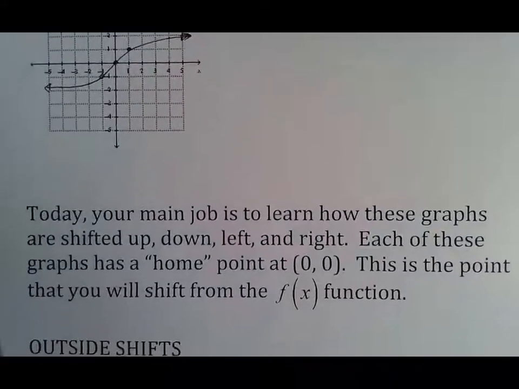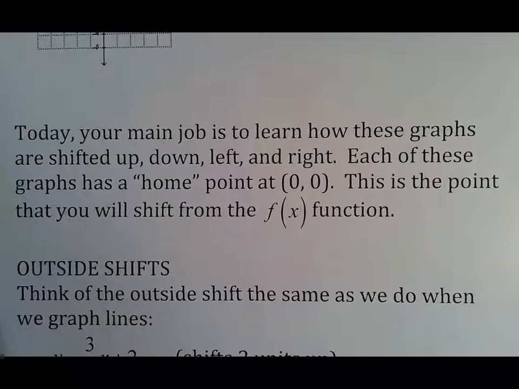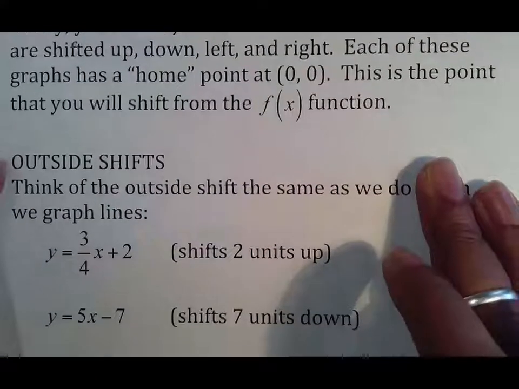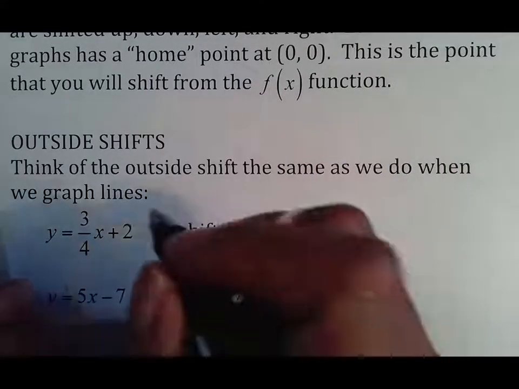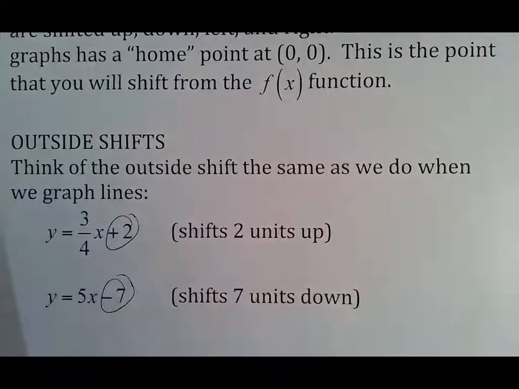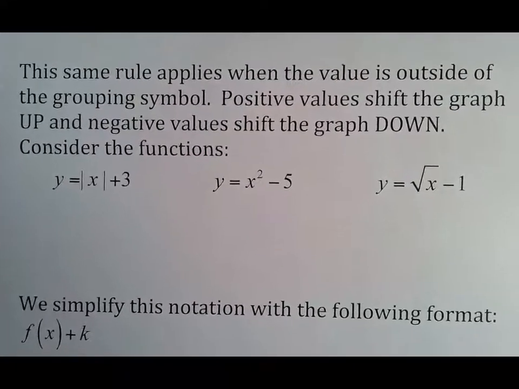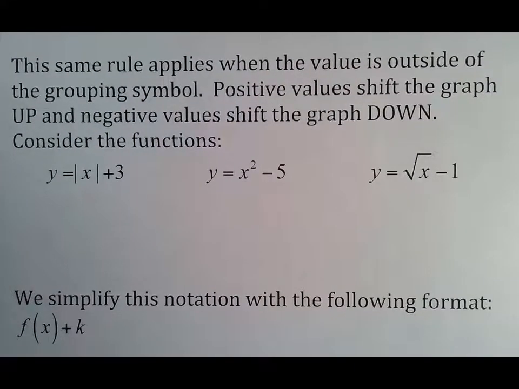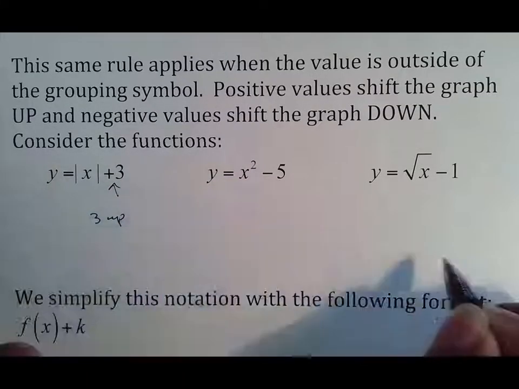So today your main job is to learn how these graphs are shifted up, down, left, and right. Each of these graphs, again, has a home point at 0, 0. That is the point you'll shift from the f of x function. So let's look at this. Outside shifts. Think of the outside shift the same way we do when we graph lines. This tells me to go up. This tells me to go down. The same rule applies when you are graphing those things in terms of your grouping symbol. So if it's outside the grouping symbol, it's just like graphing a line. So if you were looking at this, this would go 3 up.